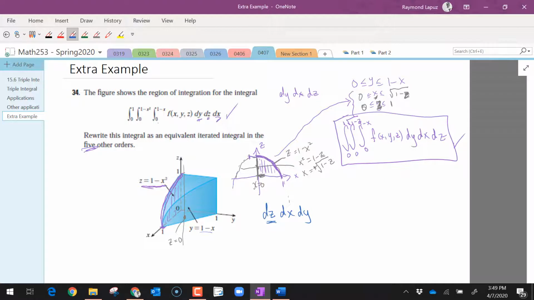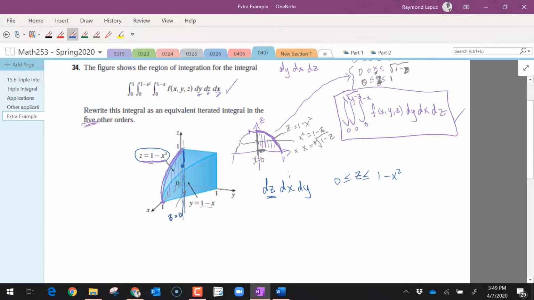Maybe I should do this in blue. So z is equal to 0 is my entry point. So my z limits first. Z is equal to 0. And then I will be inside of that region until I get out of that region at this z is equal to 1 minus x squared function. Okay, so that's the first part.